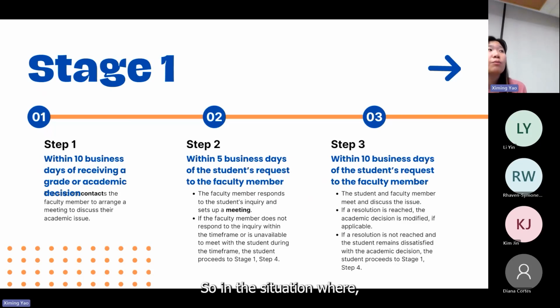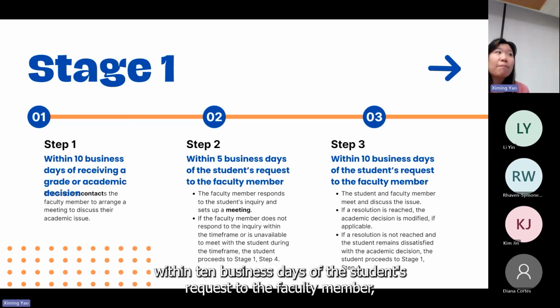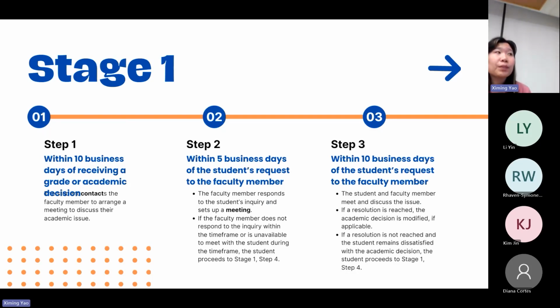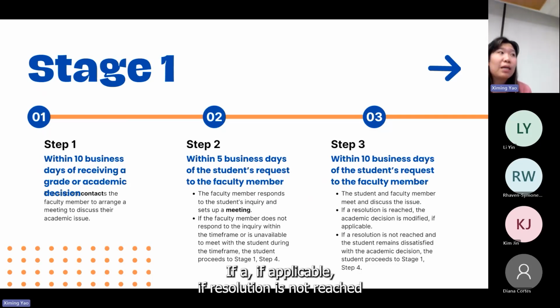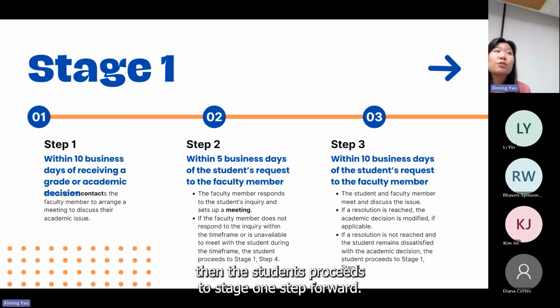In the situation where the professor is responding to the students in a timely manner, within 10 business days of the student's request the faculty member needs to set up a meeting and discuss the issue with the student. There are two possible outcomes, right? If a resolution is reached, the academic decision is modified if applicable. If resolution is not reached and the student remains dissatisfied with the academic decision, then the student proceeds to stage 1, step 4.